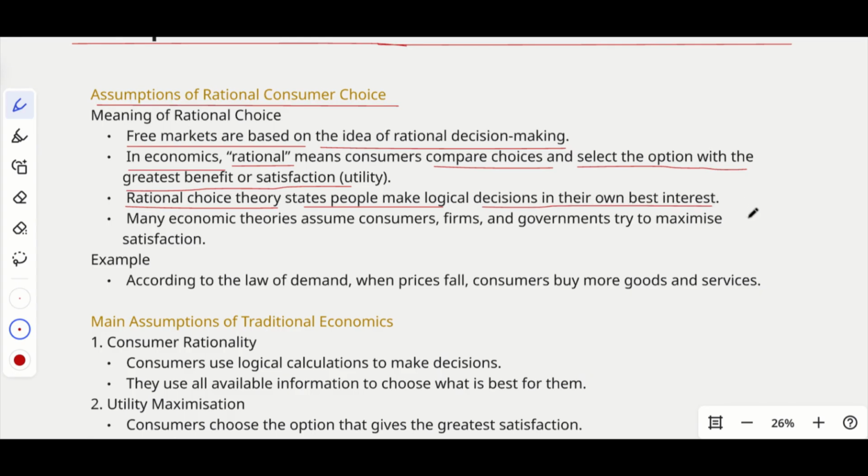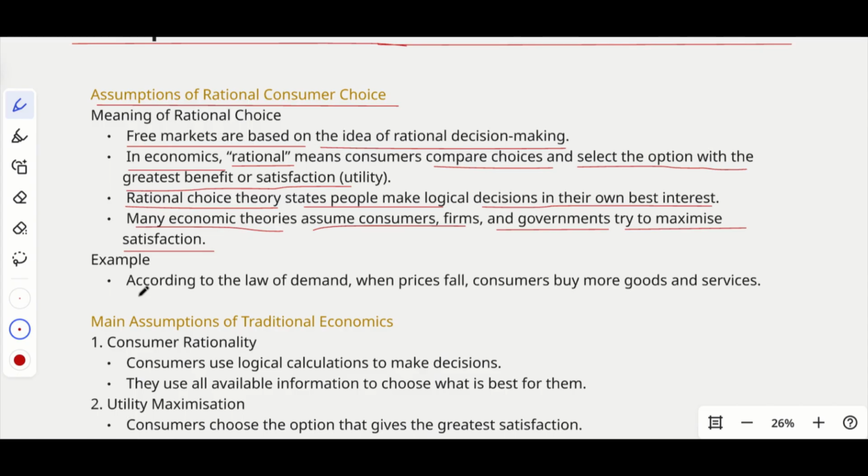Okay, so we'll be making some decisions based on our own interest, right? Which is best for us. So, many economic theories assume consumers, firms, and governments try to maximize satisfaction. In many economic theories, they assume that the consumers, firms, governments, all of them try to maximize satisfaction. That is the truth, right? We always try to maximize our satisfaction.